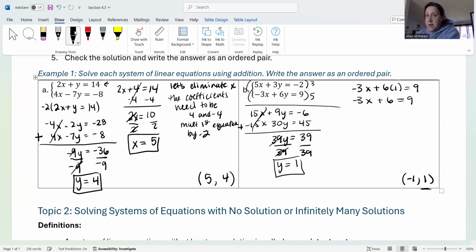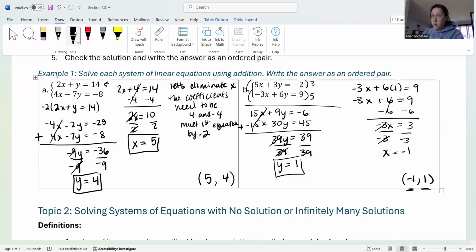I need to get the 3x alone, so I subtract 6. 6 minus 6 is 0. Negative 3x plus 0 is negative 3x. 9 minus 6 is 3. We undo the multiplication of negative 3 and x. The 3's cancel to become 1. 1 times x is x. And 3 divided by negative 3 is negative 1. So we have verified this solution.